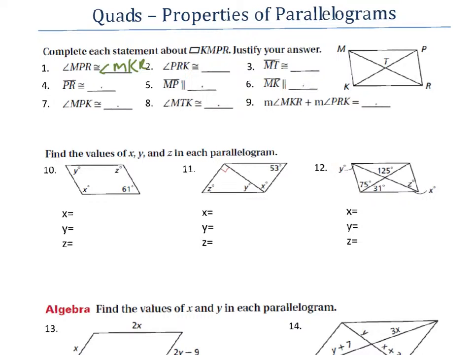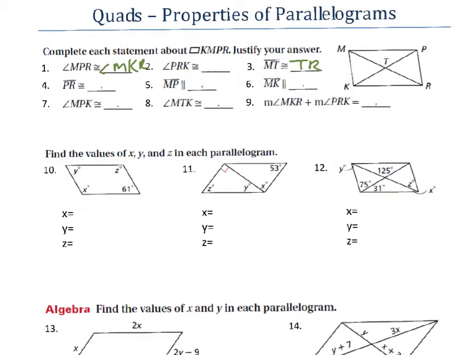Okay, number 3, we have MT is congruent to what? Well, I think it's TR. Because, and here's the justification, diagonals bisect each other.